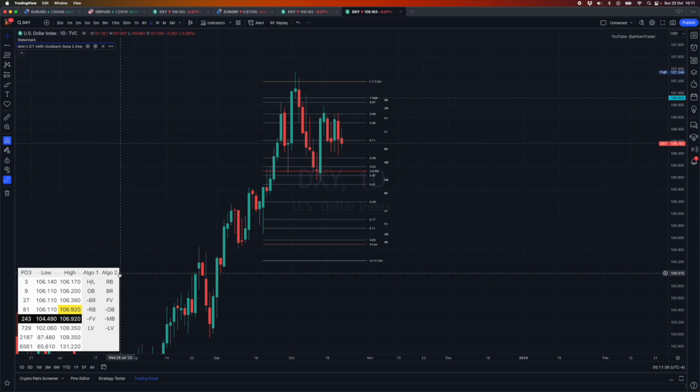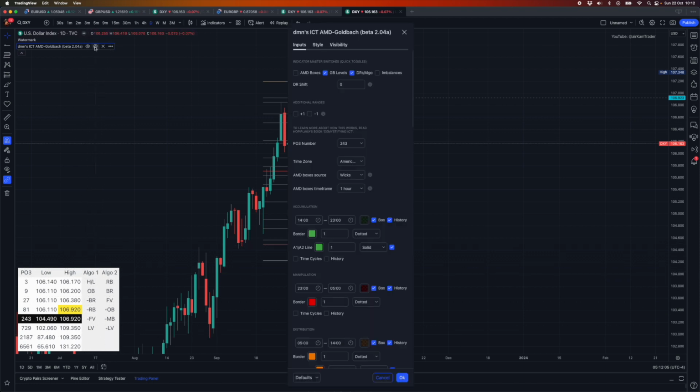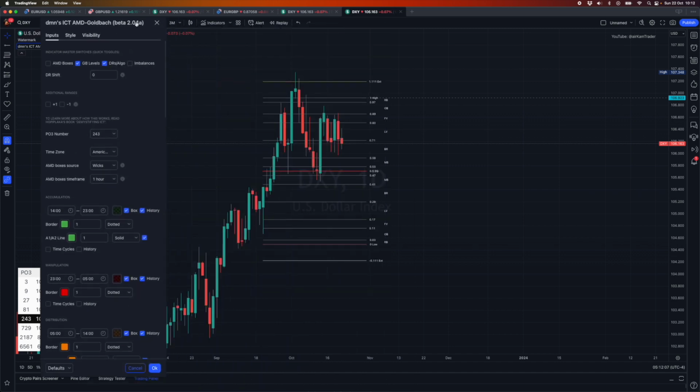Algo 2, which we've spoken about a few times, you can have a look at my DXY videos where I showed you how Algorithm 2 was running. It goes from the rejection block, which is here, goes to the breaker, retraces to the fair value gap, and then the highest point it reaches is the opposite OB. So this is a handy cheat sheet. You should know this off by heart if you're a Goldbach trader, but if you don't, it's there in case you need it. So that's handy of DMN to provide that to us.